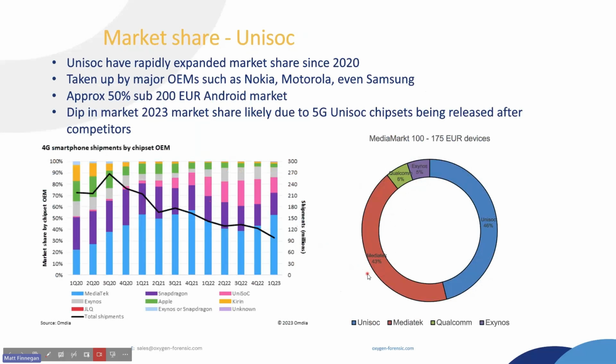Unisoc have really increased their market share in recent years. A lot of the lower end Samsungs, like the A series, the F series, the M series, will have MediaTek or possibly even Unisoc. Pretty much all of the new lower end Nokias and Motorolas will have Unisoc chipsets. A lot of the Xiaomi devices have MediaTek chipsets. So they're really, really popular.